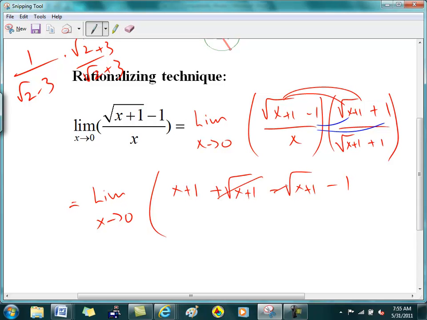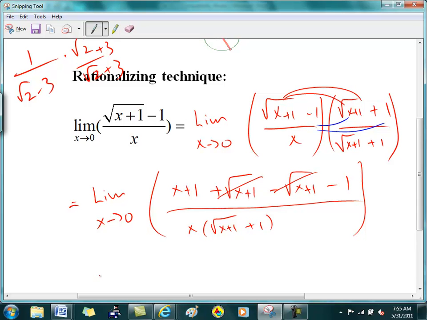You can see that things are going to cancel. This cancels with that, so no more square root signs upstairs. What happens downstairs? You get x times square root of x plus 1 plus 1. It's not so much getting rid of the square root sign, it's getting rid of this minus sign here, because it's this minus sign that makes the numerator 0. You get square root of 1 minus 1, that gives you a 0.